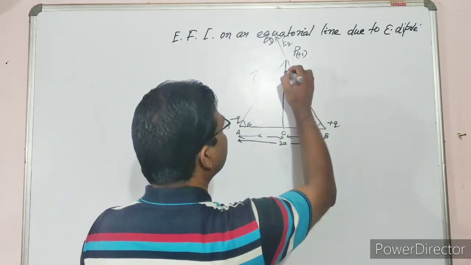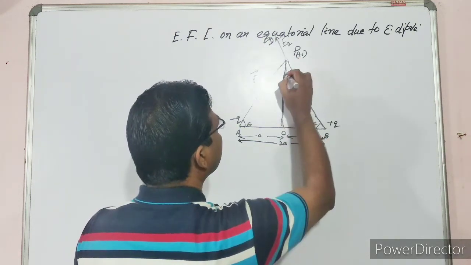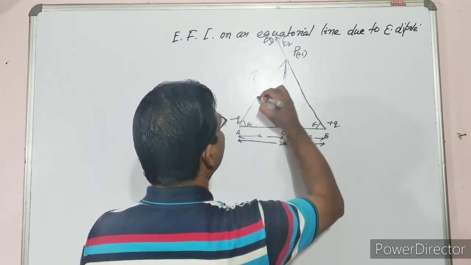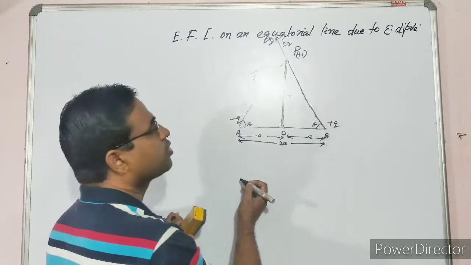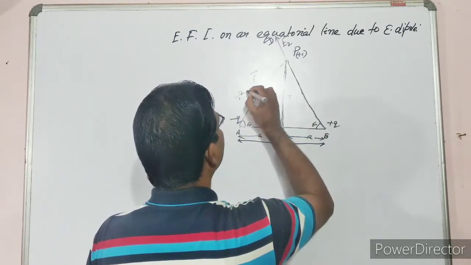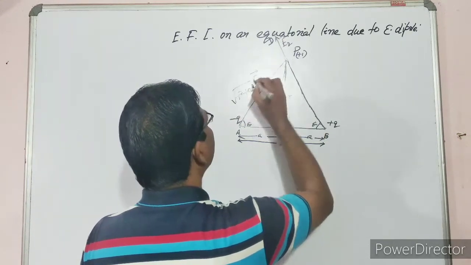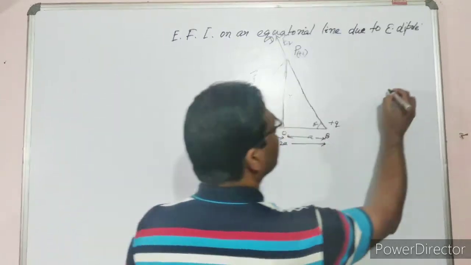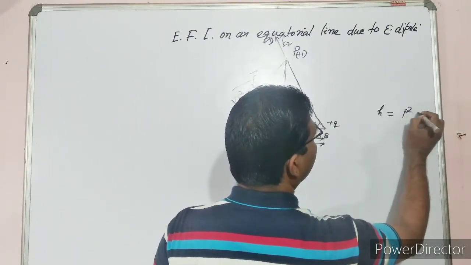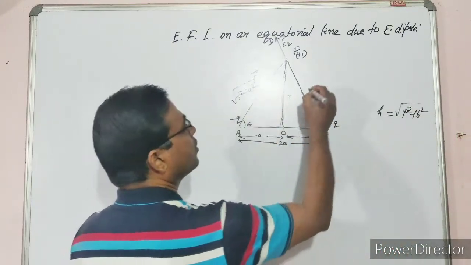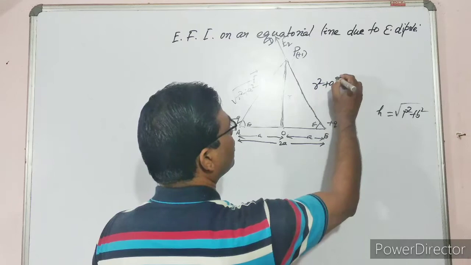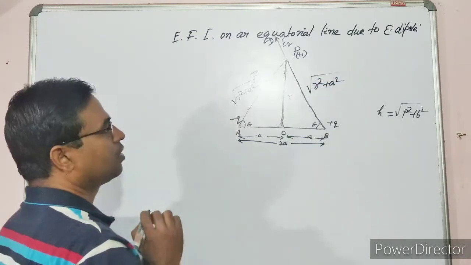I am repeating, this one becomes a right-angled triangle. So according to Pythagoras theorem, what is its value? Using H squared equals P squared plus B squared, it is R squared plus A squared. Similarly, as it is the same, you will get R squared plus A squared here also.